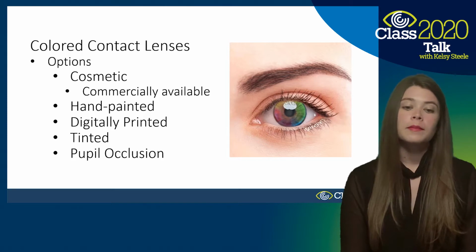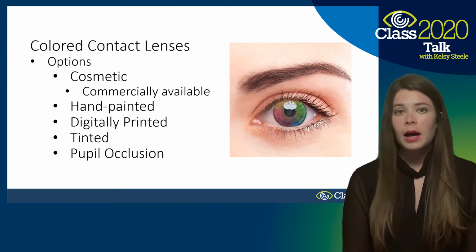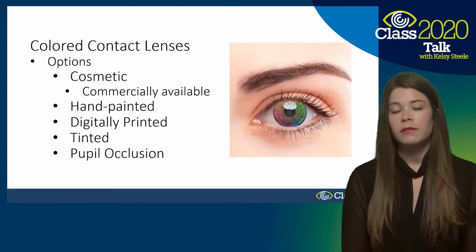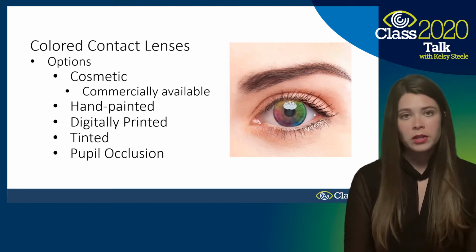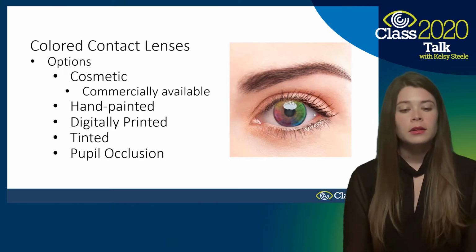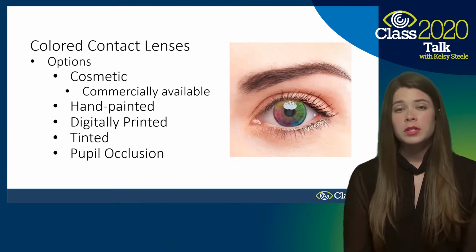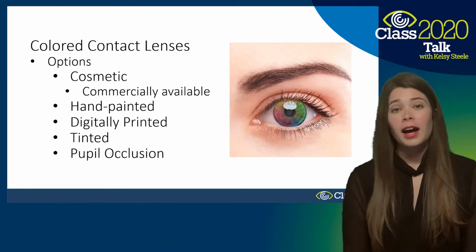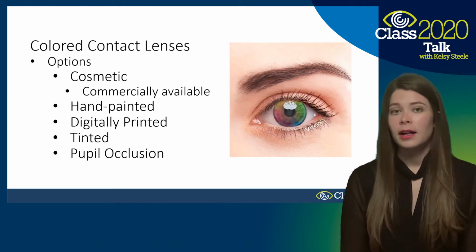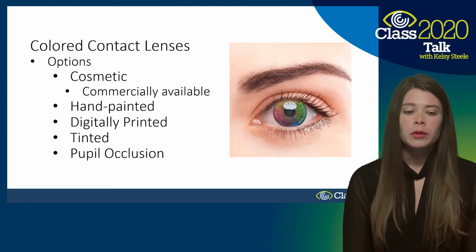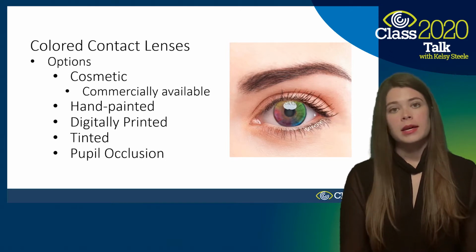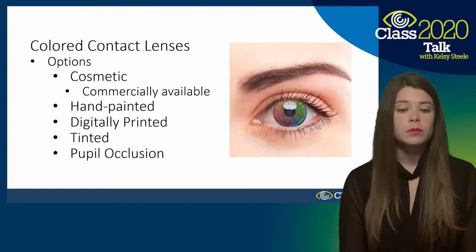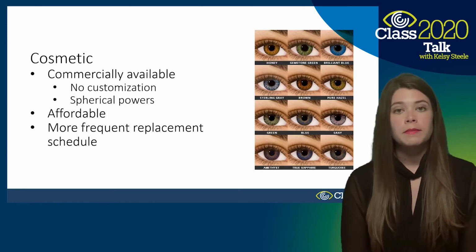So to start off, we're going to talk about colored contact lenses. We have a lot of options in this realm, so you might be familiar with some of the cosmetic options that are commercially available. These come from some of the larger manufacturers that you might use on a daily basis, and they're readily available. Patients might use them just for cosmesis to change the color of their eyes from blue to green. They might use them for costumes, like if they do cosplay or around Halloween. But these are the ones you might be more familiar with. There are some other options, such as hand-painted and digitally printed contacts. We'll talk a little bit about tinted as well as pupil occlusion and when that might be necessary for your patient.